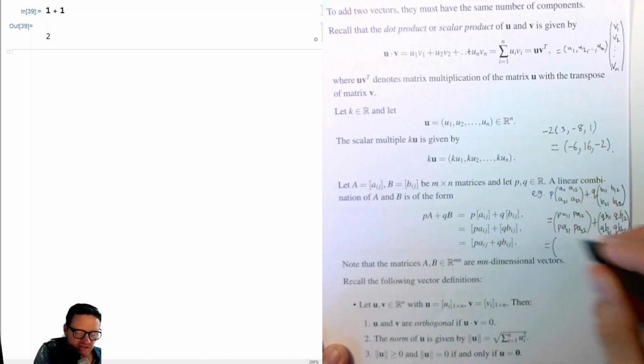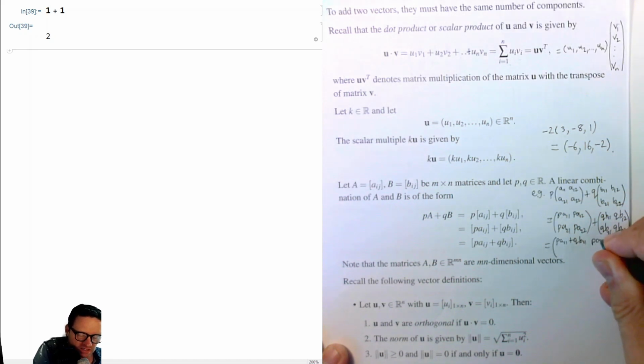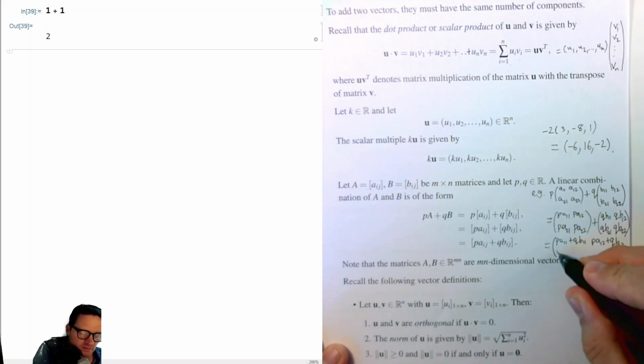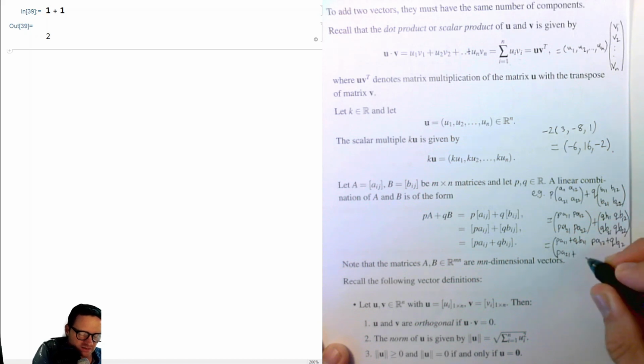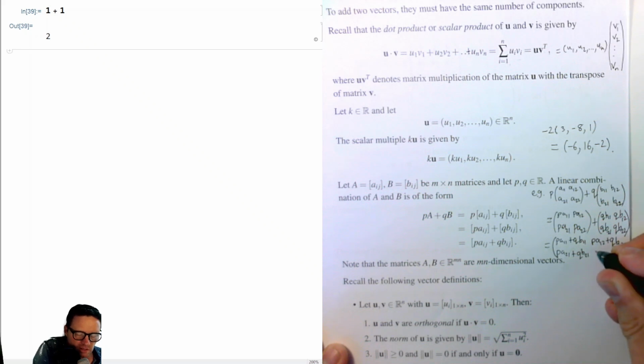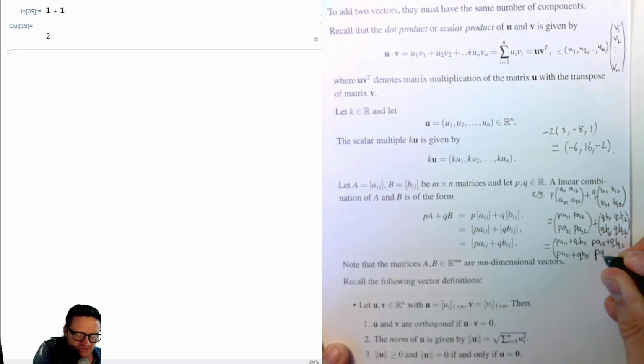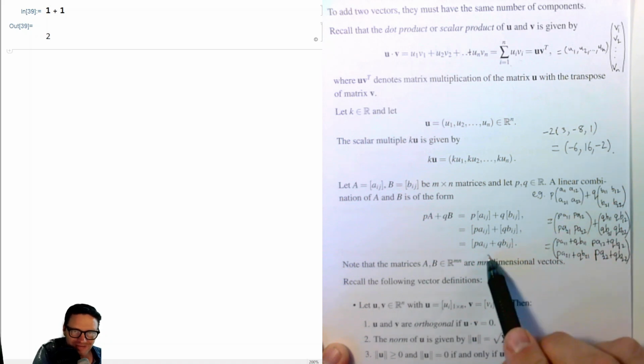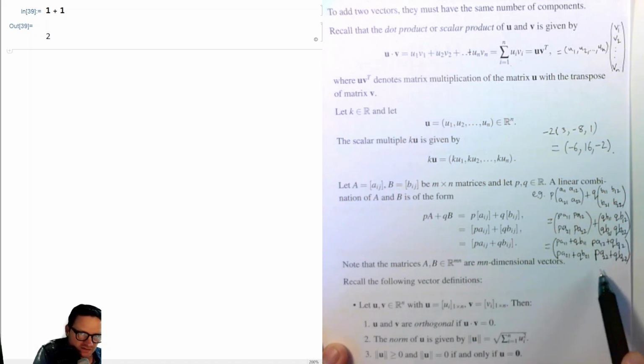So this last line refers to PA11 plus QB11 and PA12 plus QB12, PA21 plus QB21, and PA22 plus QB22. Okay, so that's what we have here. This is an abbreviated form of this, when you know that m and n are equal to 2.